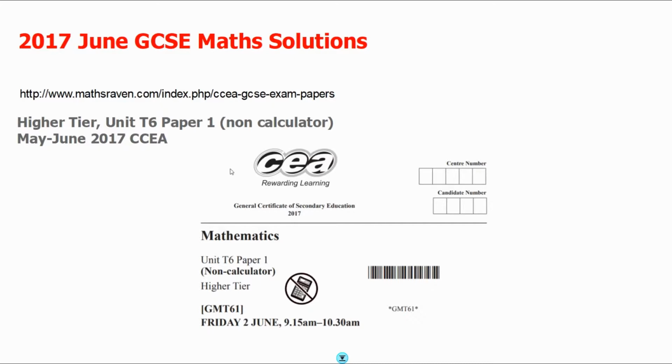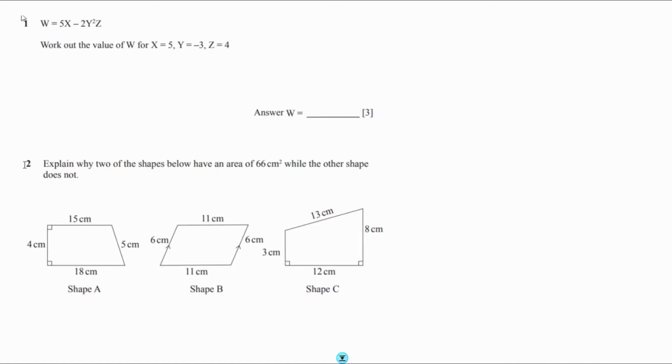I'm going to start this by going to the next page. The first question says w equals 5x minus 2y squared z. Work out the value of w if x is 5, y equals minus 3, and z equals 4. So you just need to replace the x, y, and z. So w would be equal to 5 times 5 minus 2 times y squared, (minus 3) to the power of 2, and times z, which is 4.